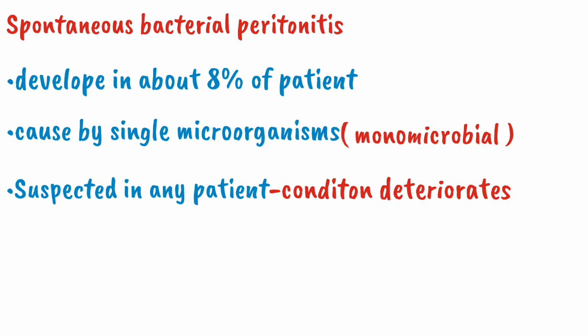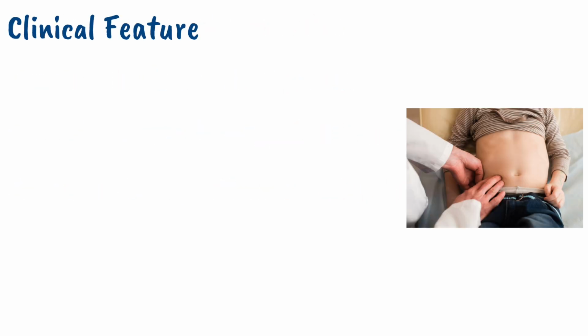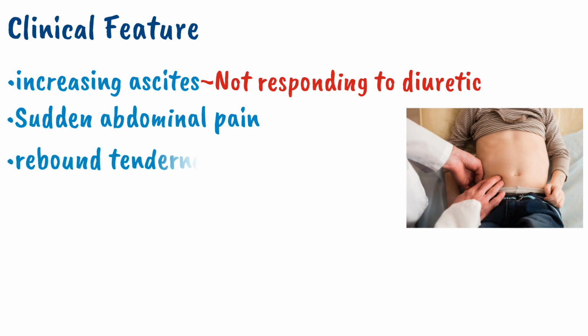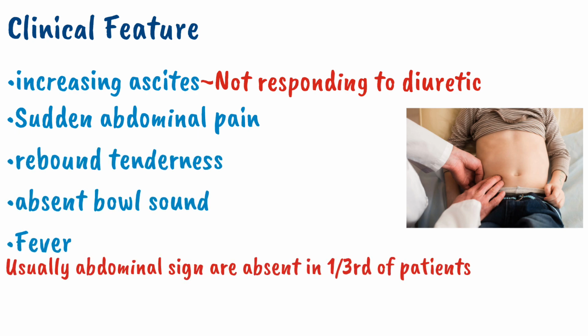But what are the diagnostic clinical features of spontaneous bacterial peritonitis? The clinical features include increasing ascites which is not responding to diuretics, along with sudden abdominal pain with rebound tenderness, absent bowel sounds and fever. Usually the abdominal signs are absent in about one-third of patients. So fever and hepatic encephalopathy are the two diagnostic clues toward spontaneous bacterial peritonitis.